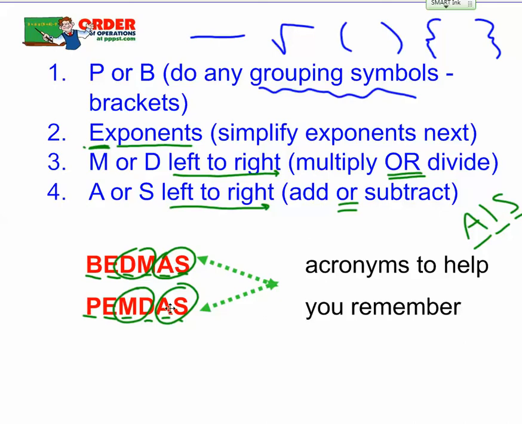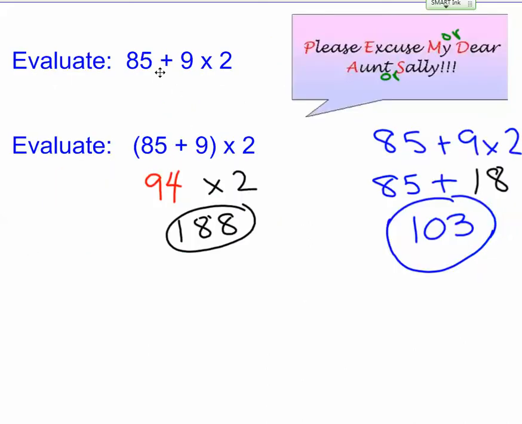And the AS, I don't want you to think that always means you add first. You don't add first. You go from left to right with adding or subtracting. So then another acronym that some of you knew is Please Excuse My Dear Aunt Sally. Same thing with PEMDAS: parentheses, exponents, multiply or divide, add or subtract.